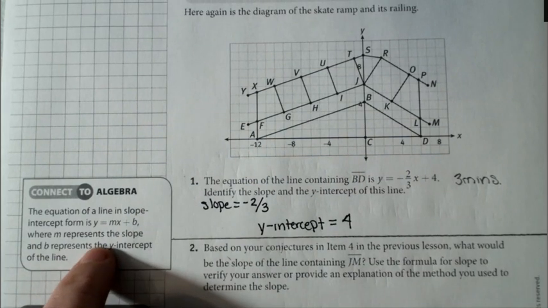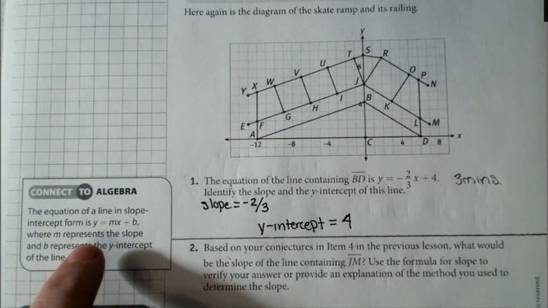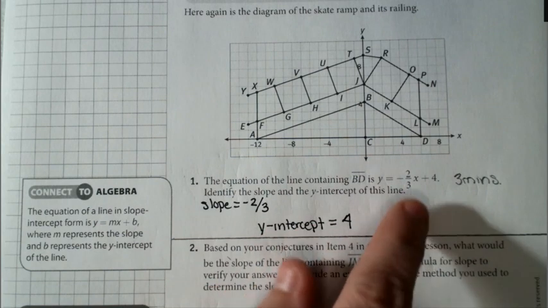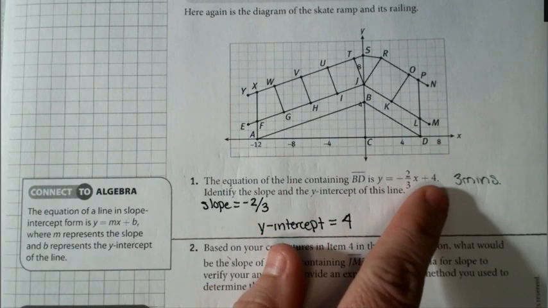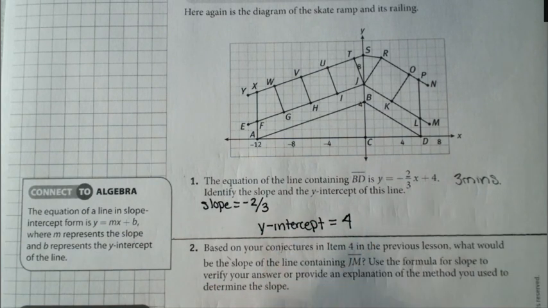The number that stands alone, or my b, is the y-intercept. So in this case, it was a plus 4, so my y-intercept is positive 4. On to your debriefing question.